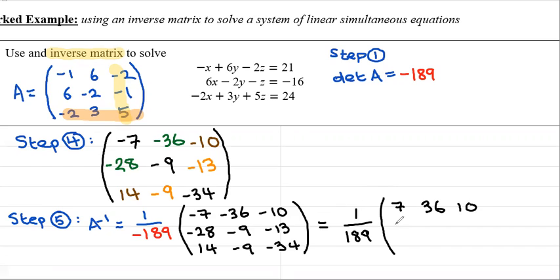10, 28, 9, and 13. And then we've got 14. Sorry, negative 14. I was getting carried away then. 9 and 34. Right. So that concludes that step. We've got our inverse matrix A to the negative 1.